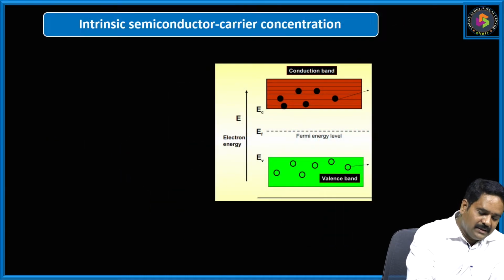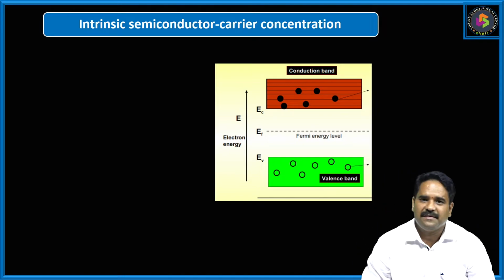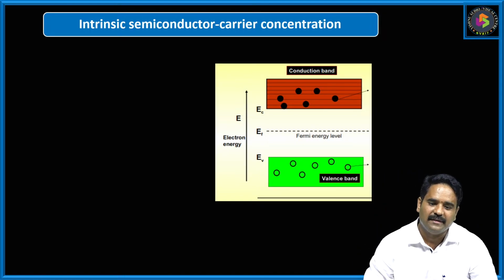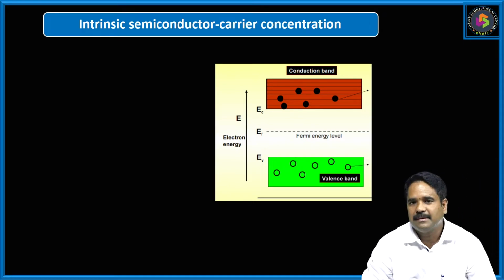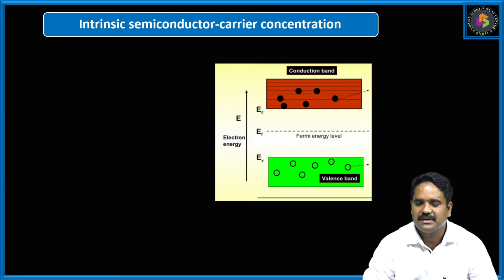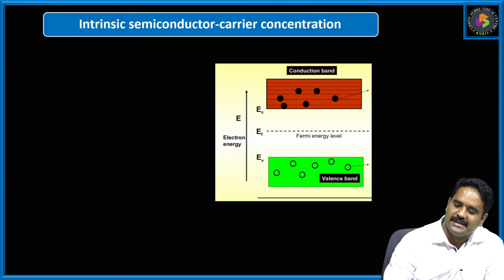Next, we will discuss intrinsic semiconductors in detail. In the case of an intrinsic semiconductor, we have to derive the expression for carrier concentration. What is carrier concentration? The number of charge carriers per unit volume is known as carrier concentration. In an intrinsic semiconductor, the density of electrons in the conduction band is equal to the density of holes in the valence band.